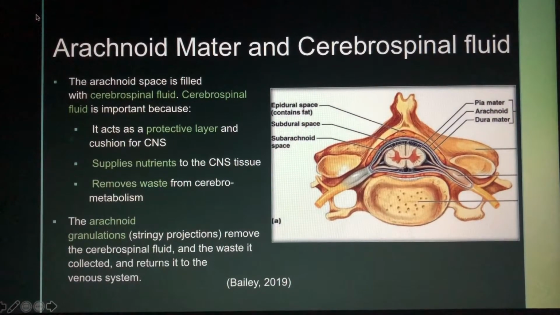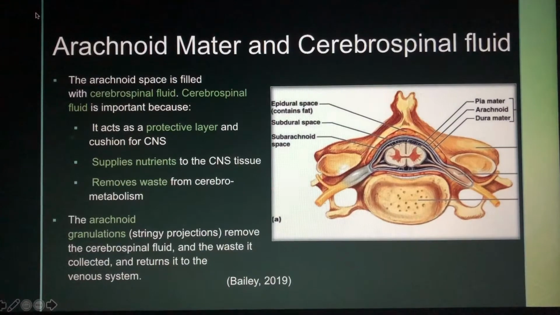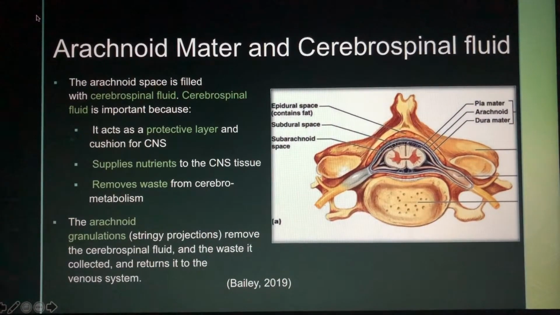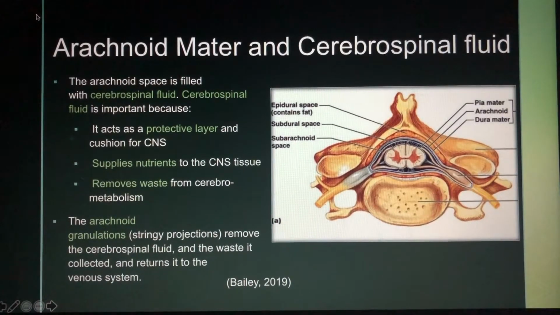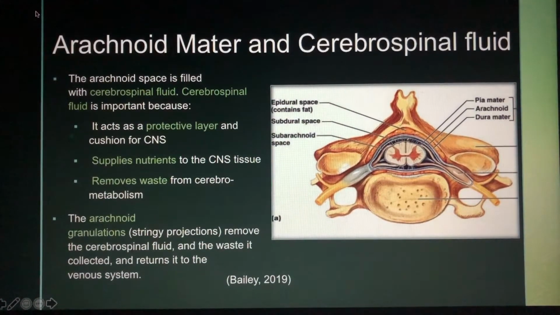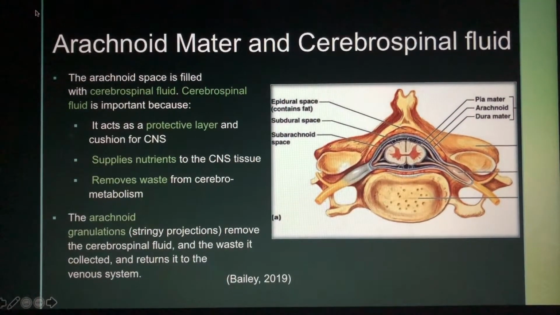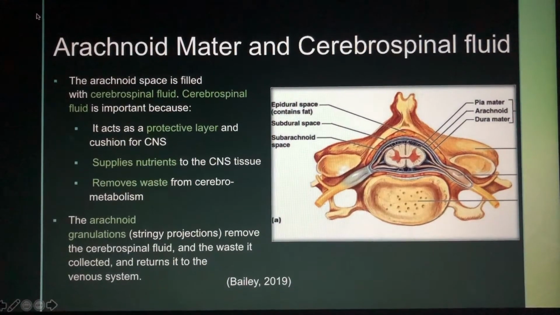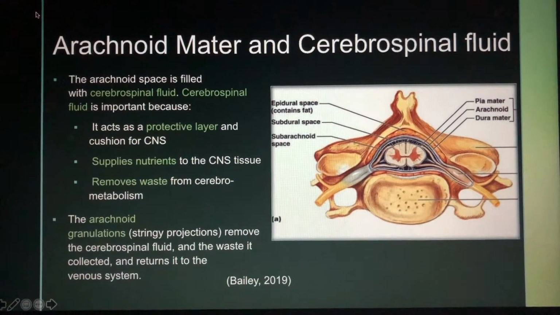The cerebrospinal fluid is important because 1. It acts as a protective layer and cushion for the central nervous system. 2. It supplies nutrients to the central nervous system tissue. And 3. It removes waste from cerebral metabolism. The arachnoid granulations, which are the stringy projections, remove the cerebrospinal fluid and the waste it collects and return it to the venous system.